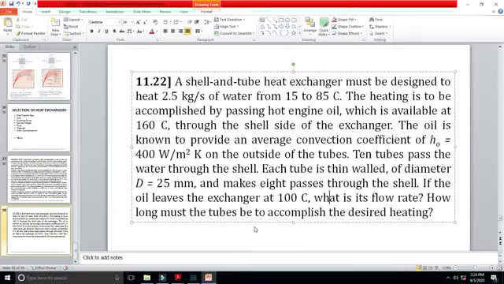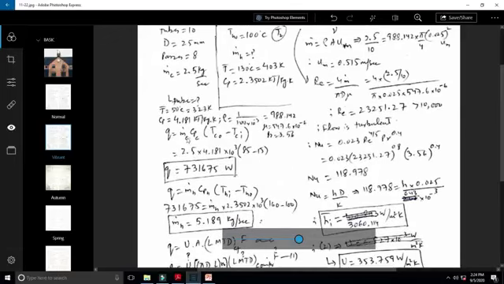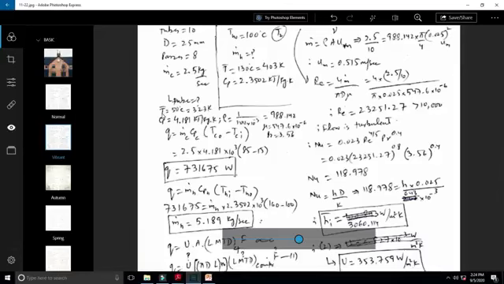So that is all the data that we have discussed. Mass flow rate of the cold fluid, means water, is given to us as 2.5 kilograms per second and it is making 8 passes. There are 8 tube passes. So we need to find out the length of the tube. So moving forward, we will first calculate the average temperature so that we can find out the properties. And over here we will first be finding out the heat rate.